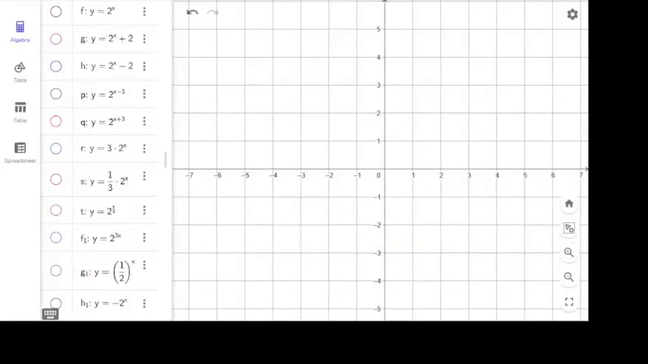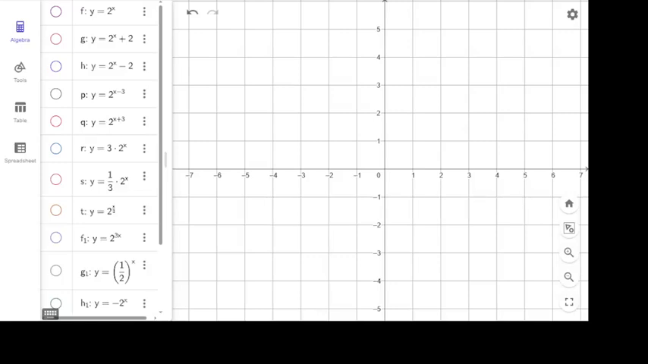Today I am going to talk about the exponential function. For an exponential function, we should know my base is larger than 0. So I have two types of base: the base is larger than 1, or the base is between 0 and 1.